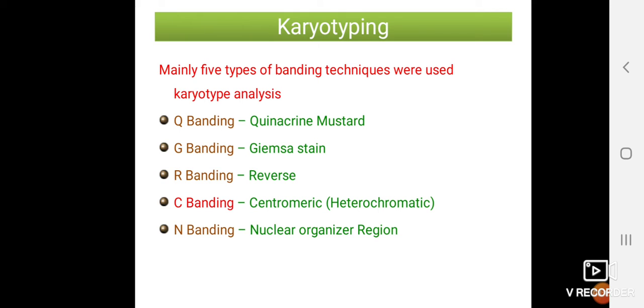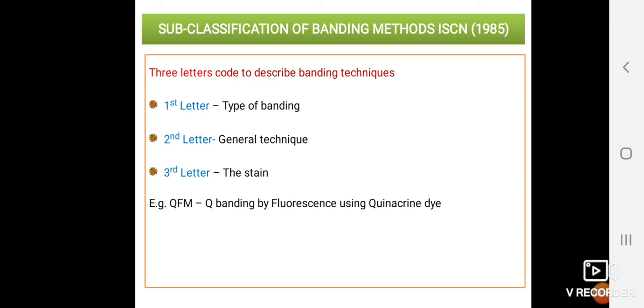In karyotyping, there are different types of banding techniques available based on the different stains used: Q banding, G banding, R banding, C banding, N banding. Q banding uses quinacrine mustard, G banding uses Giemsa, R banding is called reverse banding, C banding is centromeric banding, also called heterochromatic banding. N banding is nucleolar organizer region banding. So we'll see how this banding is done.